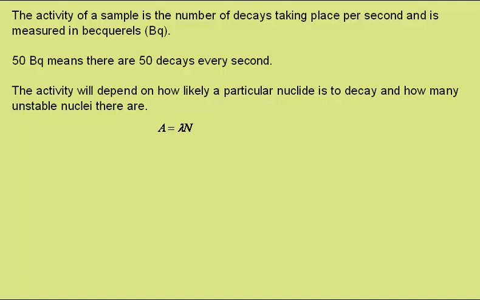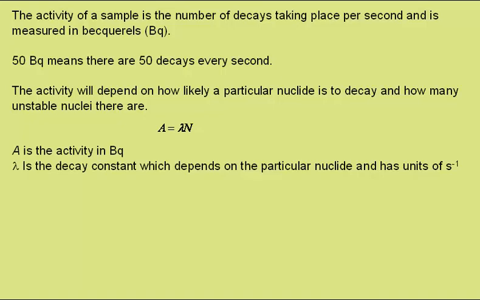So we get the equation activity A is equal to lambda N, where A is the activity in becquerels. Lambda is what is called the decay constant. This depends on the particular nuclide and has units of seconds to the minus 1. And N is the number of unstable nuclei present.